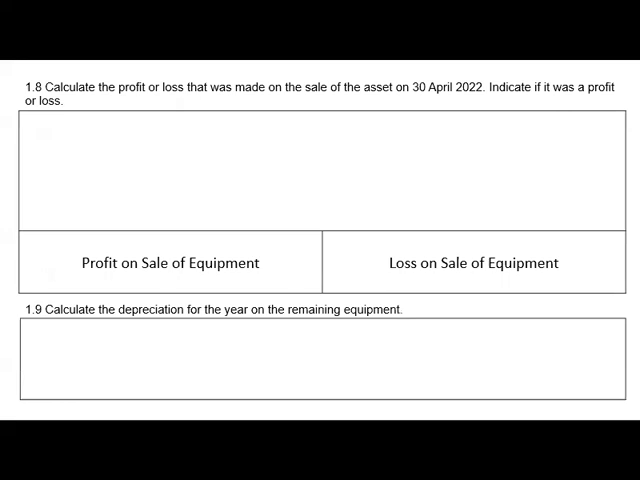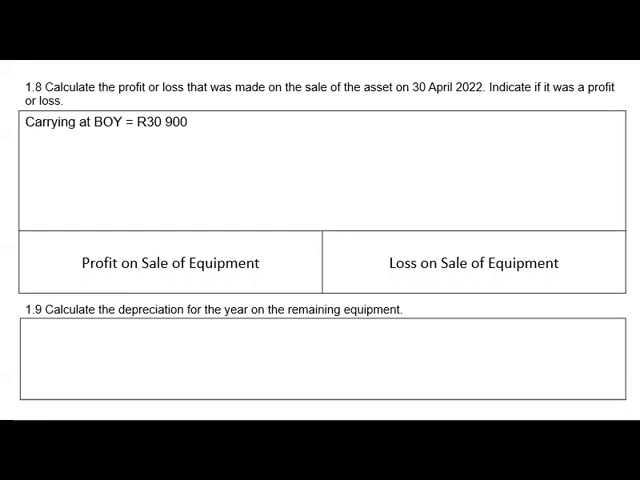Moving to 1.8. We need to calculate the profit or loss that was made on the sale of the asset on the 30th of April 2022. Indicate if it was a profit or a loss. First of all, we were given the carrying value of this equipment that was sold at the beginning of the year, which was 30,900. But we used this equipment from the beginning of the year until it was sold.